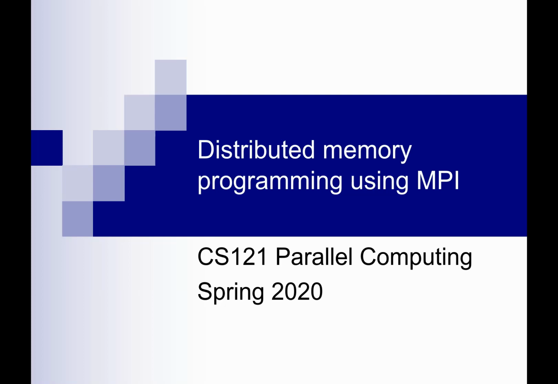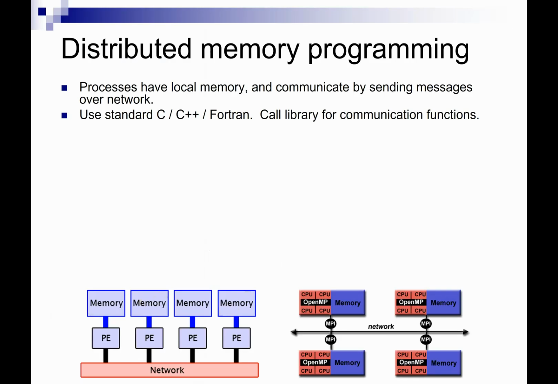Hello, welcome to Lecture 5 of Parallel Computing. So today we're going to talk about how to write parallel programs for distributed memory machines using MPI.